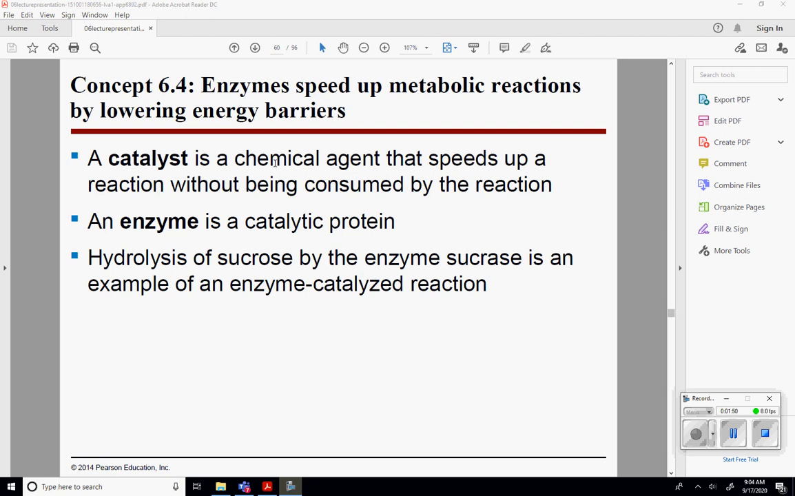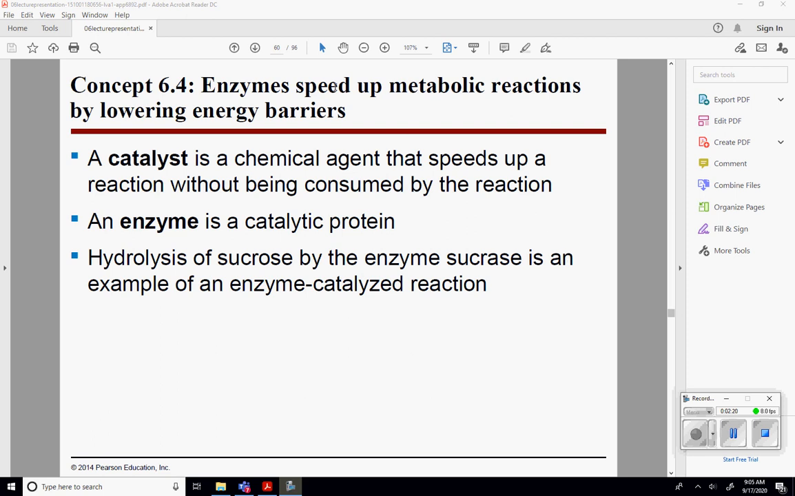On your notes, it starts with enzyme. Get this down: an enzyme is a catalytic protein. A catalyst is a chemical agent that speeds up a reaction without being consumed. But enzymes can also slow down reactions, and we call those inhibitors.